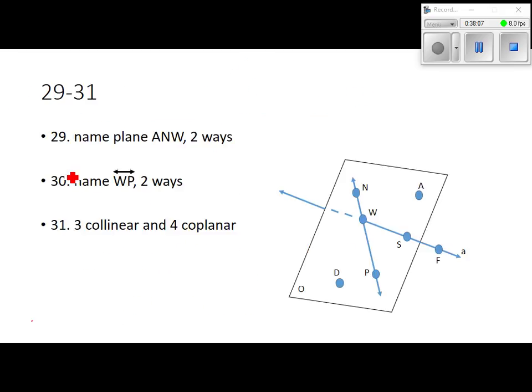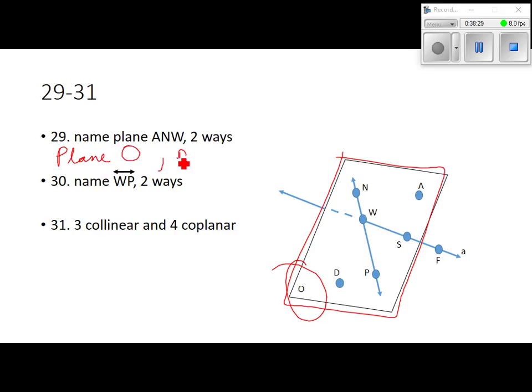Next one, 29, 30, and 31. Name plane ANW in another way. Well, there's only one plane in our picture here. That's this plane right here. One way you could name it, they give you a letter down there in the corner, so you could just name it plane, have to write out the word, O.